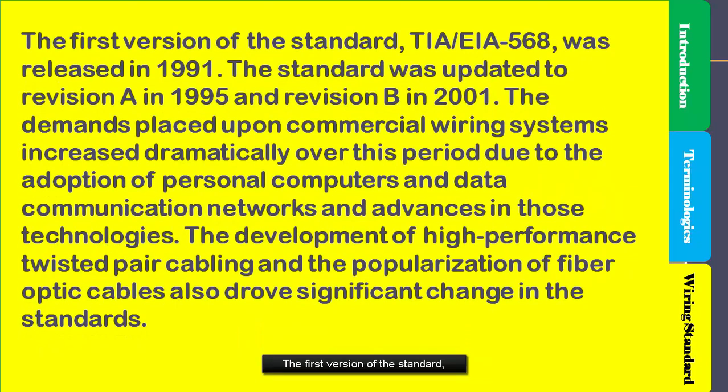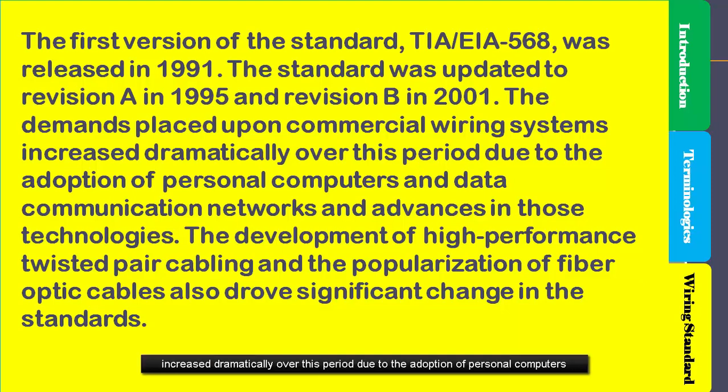The first version of the standard, TIA EIA 568, was released in 1991. The standard was updated to Revision A in 1995 and Revision B in 2001. The demands placed upon commercial wiring systems increased dramatically over this period due to the adoption of personal computers and data communication networks and advances in those technologies. The development of high-performance twisted pair cabling and the popularization of fiber optic cables also drove significant change in the standards.